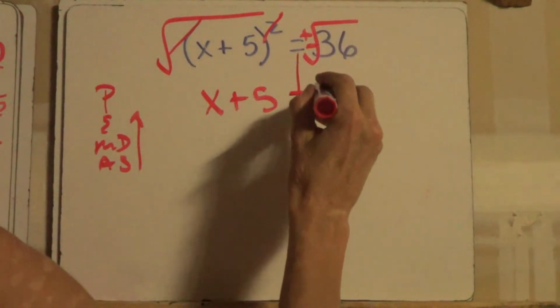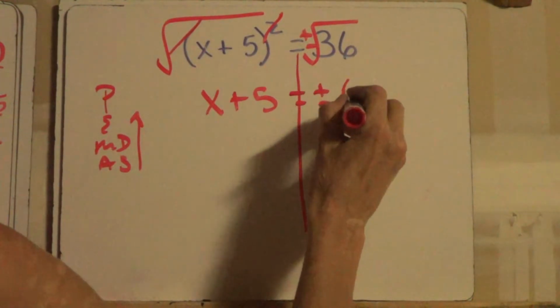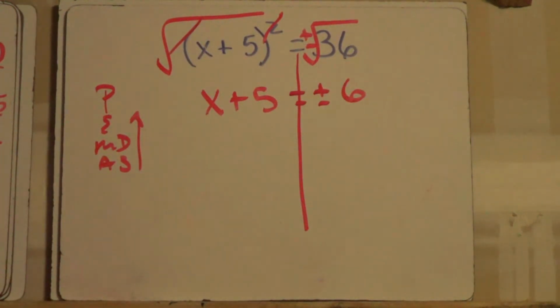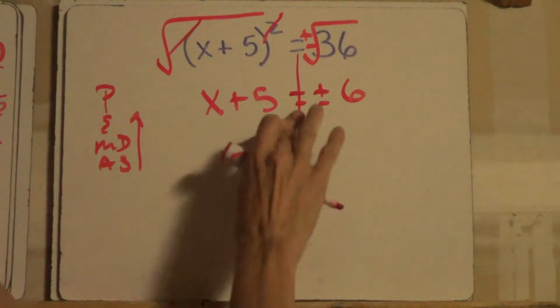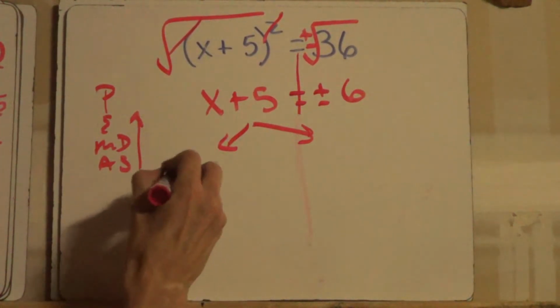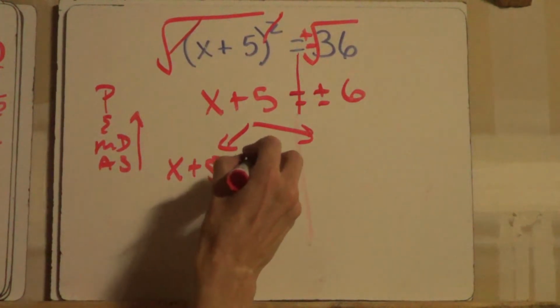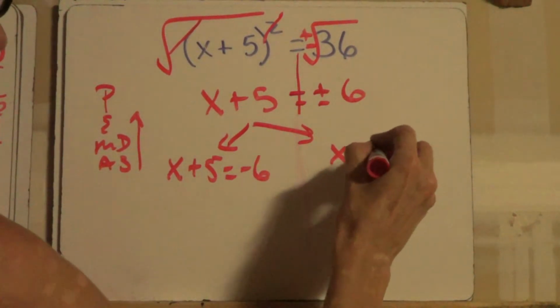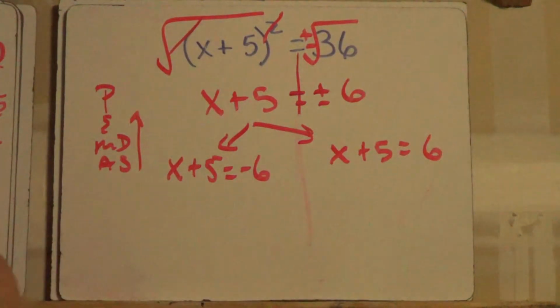Equals, what's the square root of 36? I hope you said 6. Don't forget it's a plus or minus. So at this point, we need to write it into two equations. x plus 5 equals negative 6, or x plus 5 equals positive 6.